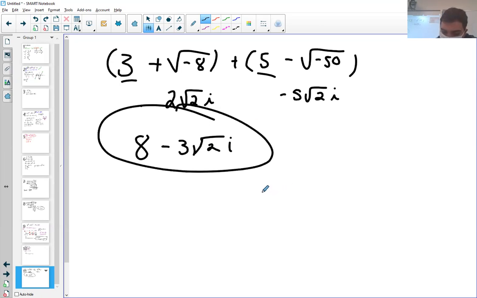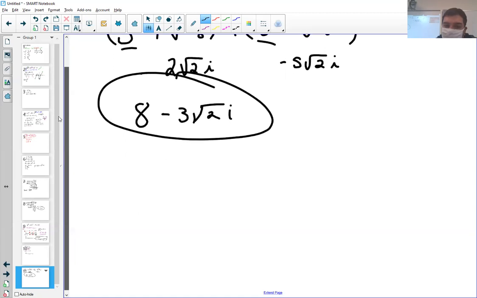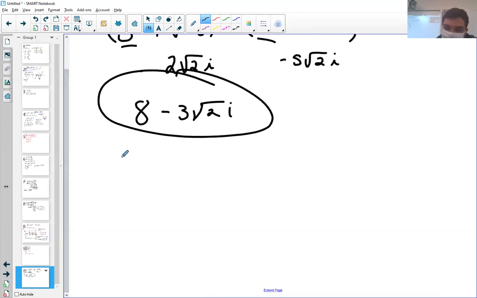I did not know you had to reduce it. You need to reduce it. Well, if you don't reduce it, you did not simplify as possible. So let's see some basic multiplication.